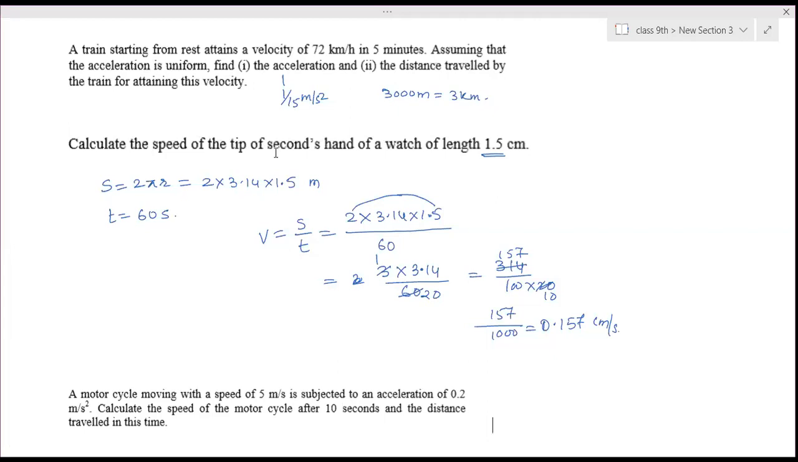60 minutes. So convert into seconds. And the hour hand? Once the hour hand completes one round, in how many hours? 12 hours. So you have to convert 12 hours into seconds. And the distance covered remains the same, that is 2 pi r. One complete circle distance covered by the tip of these hands is 2 pi r, the circumference of the circle.